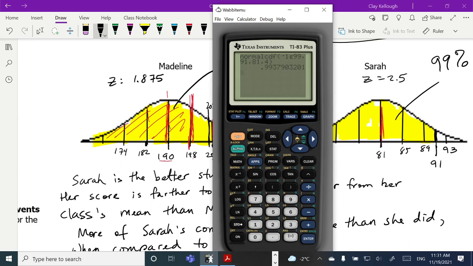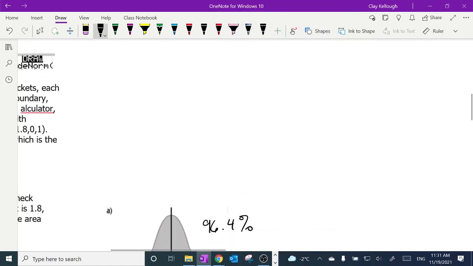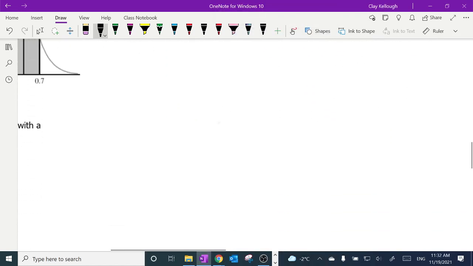Okay? So those 4 numbers are how you do it. Lower boundary, upper boundary, mean, standard deviation. Okay, let's do the next example. So the next example is after Madeline and Sarah and after these guys that we did.